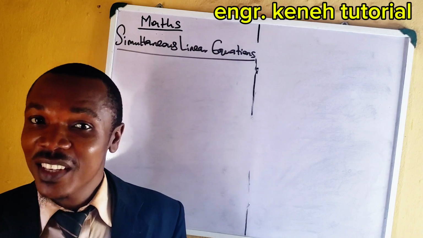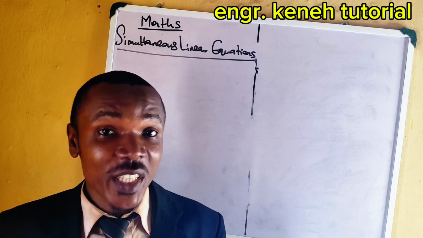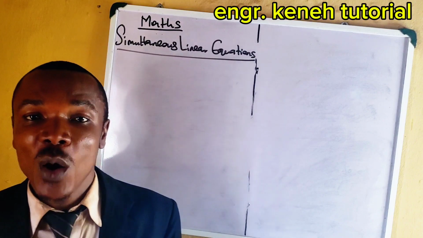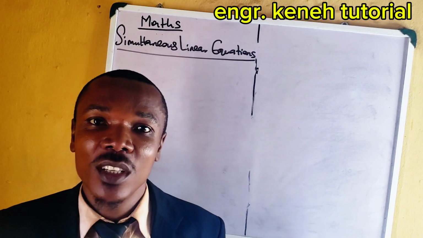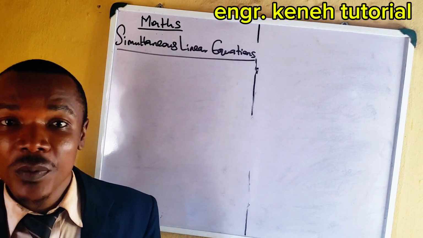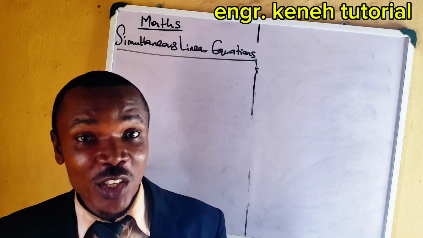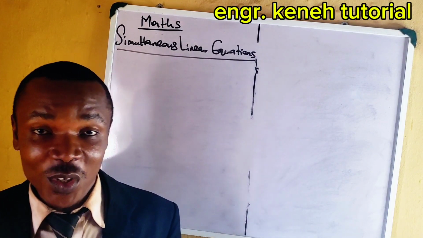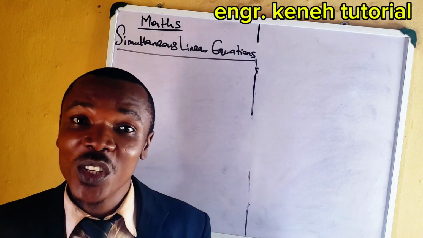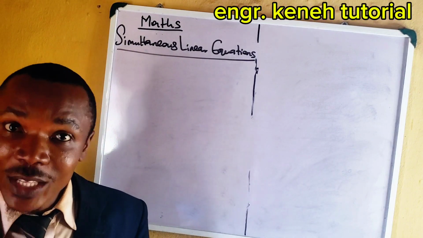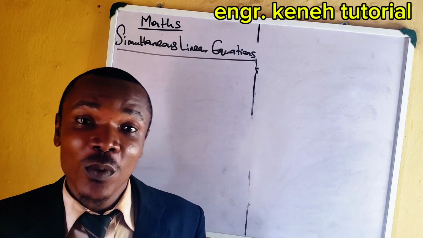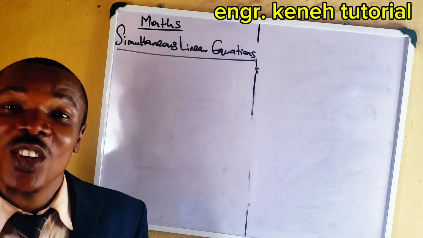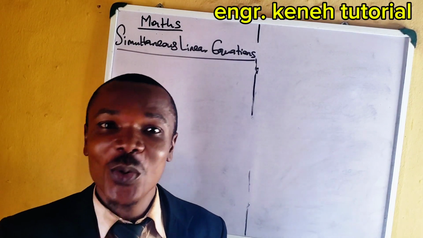I told you that we have three methods of solving it: we have the graphical method, we have the substitution method, and we have the elimination method. I've told you how to solve using the elimination method. If you missed that class, go back and watch my previous video where I solved using the elimination method. All right, today I want us to solve simultaneous equations using the substitution method. It is not difficult. Follow me. Let us do it together.